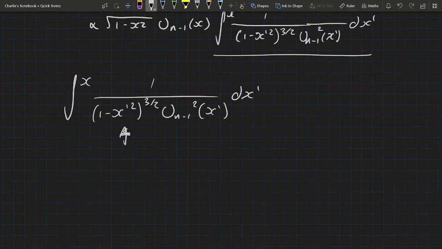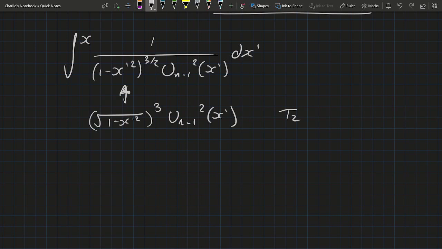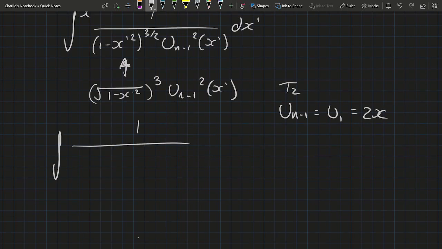And it may be useful to write out the denominator slightly differently as square root 1 minus x′ squared, cubed, u_{n-1} squared of x′, just because it's easy to see what's going on here. Now, for the specific case where we want to find t2, the n equals 1 Chebyshev polynomial, we will require the polynomial u_{n-1}, which is u1, which we had earlier as 2x. So our integral is 1 over square root 1 minus x′ squared, cubed, 2x′ squared, which is just 4x′ squared dx′.